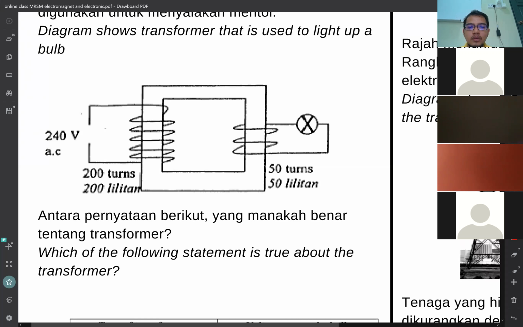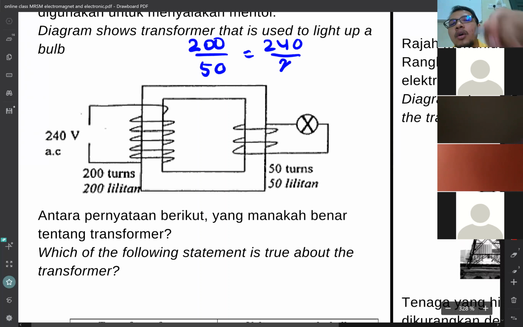Okay, so it decreased by 4 times, 200 divided by 50, 4 times. So the volt will decrease by 4 times. 240 divided by 4, you get the volt, right? So if 200 divided by 50, you get 4, then 240 divided by what number, you get 4. So that is the meaning of that. That is how the formula is being used.